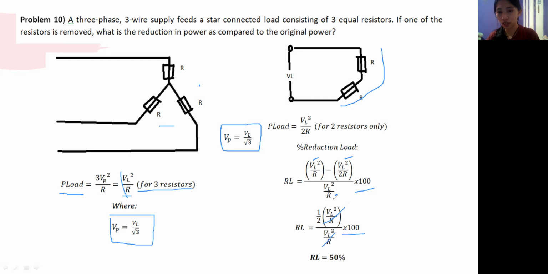Upon cancellation, we are left only with 1/2 times 100. 1/2 times 100 is equal to 50. So that would be a 50% reduction in power compared to the original power of having three equal resistors, when one of the resistors is removed.